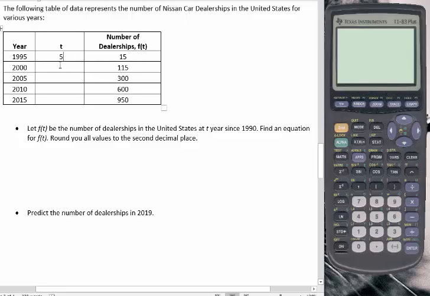Well, t is 5, because that's 5 years since 1990. That's 10 years. That's 15 years. That's 20 years since 1990. And 2015 is 25 years. So let's find an equation of f of t.